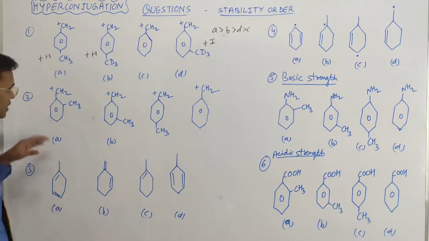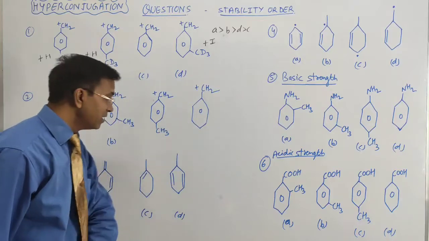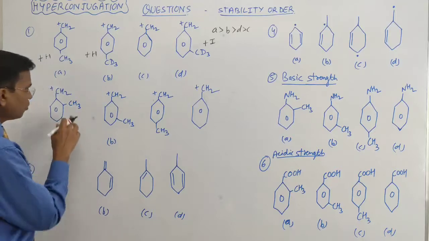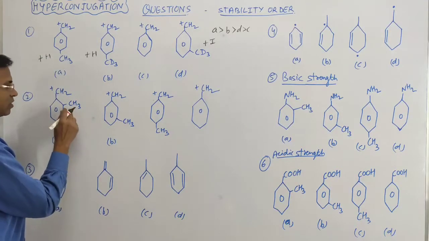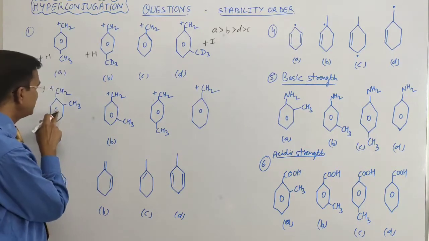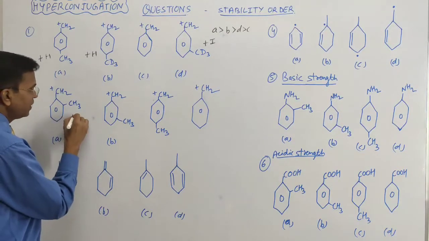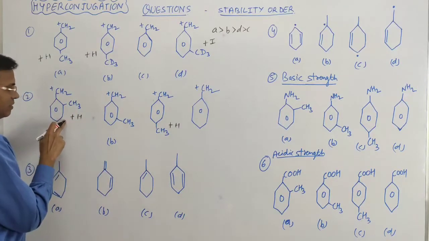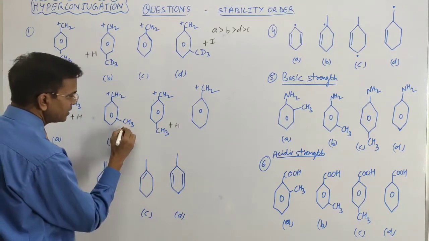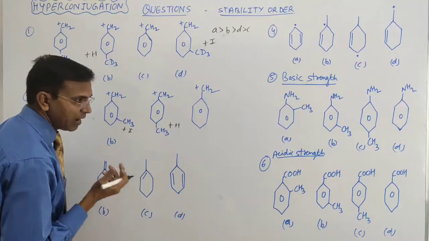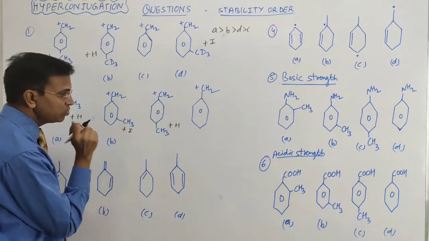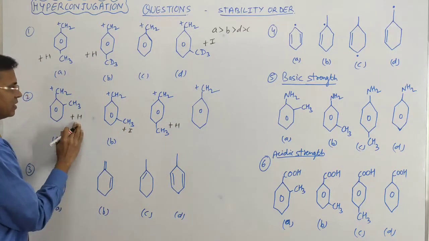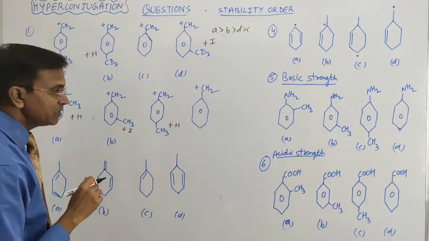Now the second question. Here is also the carbocation attached to the benzene ring, and here is the CH3 at ortho, meta, and para. So ortho and para show the plus H effect because the hydrogens are in conjugation with the benzene ring and the positive charge. So plus H, here also plus H, and this shows the plus I at meta position. Hydrogen cannot show the hyperconjugation effect. This is the simple benzene ring. So the plus H effect increases the carbocation stability order.